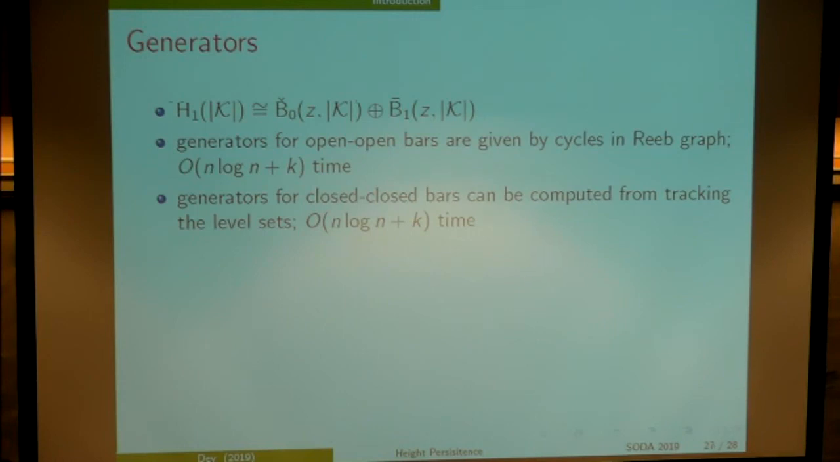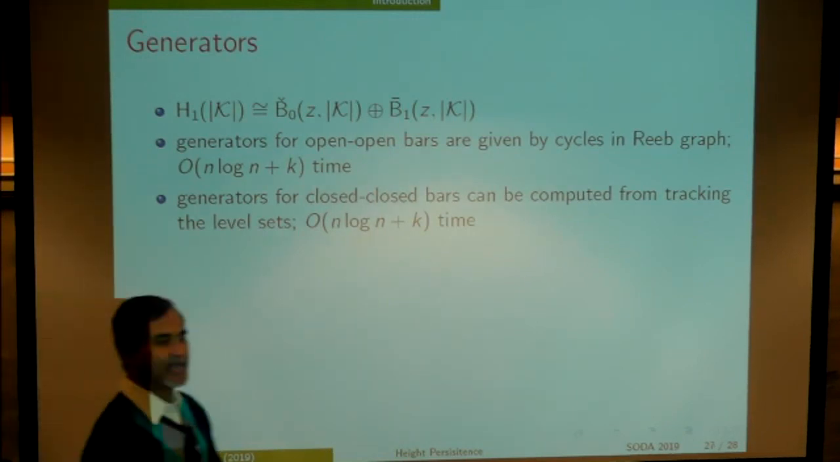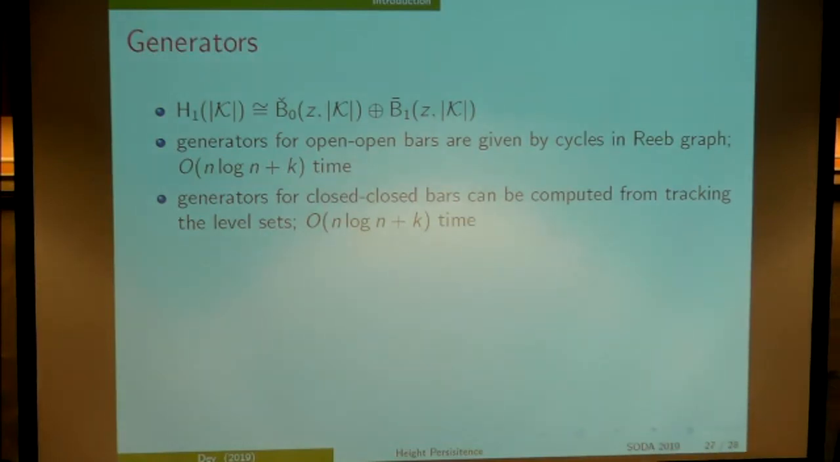I did not talk about the generators, but you can think about them. Generators of the complex are given by the infinite bars, right? Basically, the carriers of the infinite bars give you the generators, producing the homology of the space, because they are the ones which stay. So if I have to get the generators for closed bars and open bars: open bars are easy because you get them from the Reeb graph. You get those cycles from the Reeb graph and map them back to the space, which can be done. So that is easy.